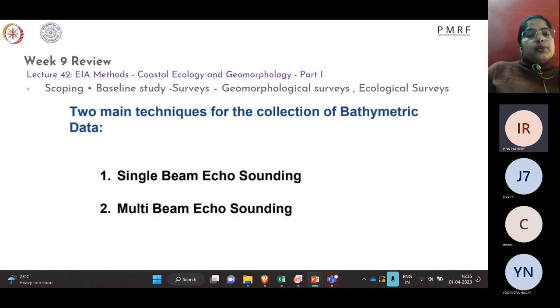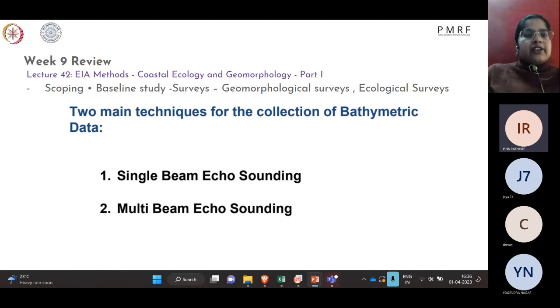And so there are basically two main techniques for collecting bathymetric data. So this is a single beam echo sounding, and you have a multi beam echo sounding. So echo sounding is done so you send a beam and then it echoes back when it hits a solid mass. So this is done in geomorphological surveys where you have rock masses and you need to identify.